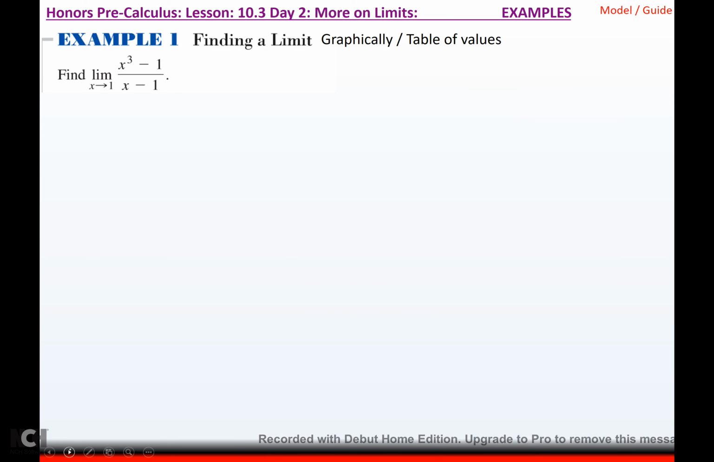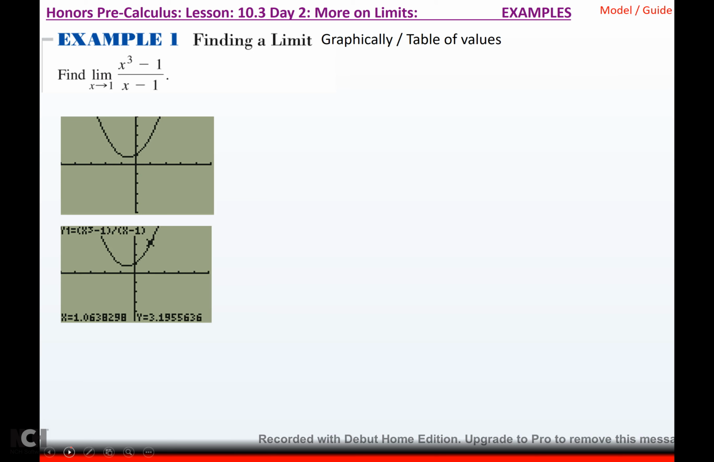Okay, so it says find this limit graphically or using a table of values. So I go and type this in, and you can use the trace function, and ask what happens as I'm getting closer and closer to 1. I clicked the trace and got as close to 1 as I could on both sides, and it looks like it's around 3.